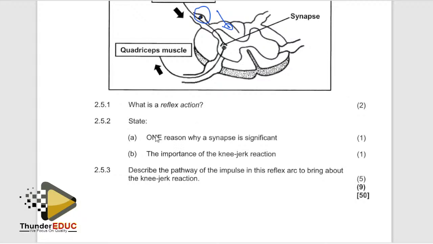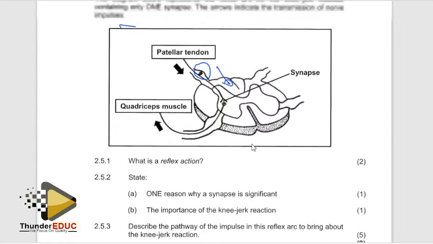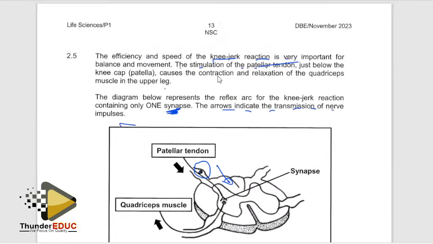Yes. So state 1 reason why the synapse is significant. We talked about it. We said that it allows the impulse to move in one direction. You can think about any other significance, but that is the most correct. State the importance of the knee-jerk. What did they say? That the knee-jerk reaction is very important for the balance and the movement. So based on this, it's very important for balance and movement. So that one is simple.